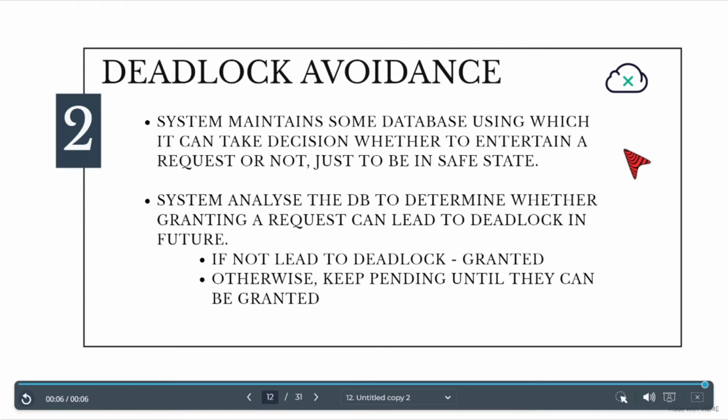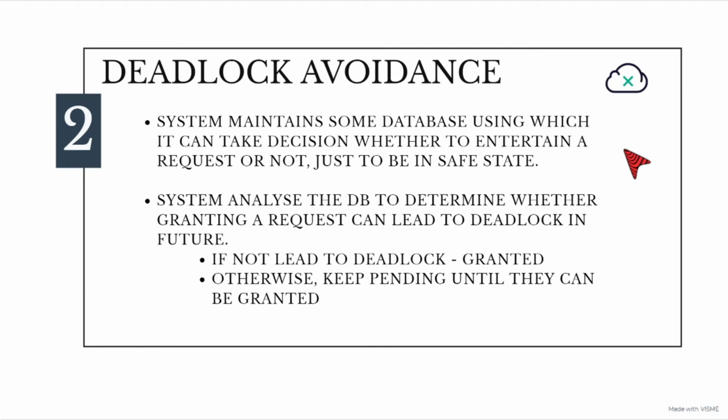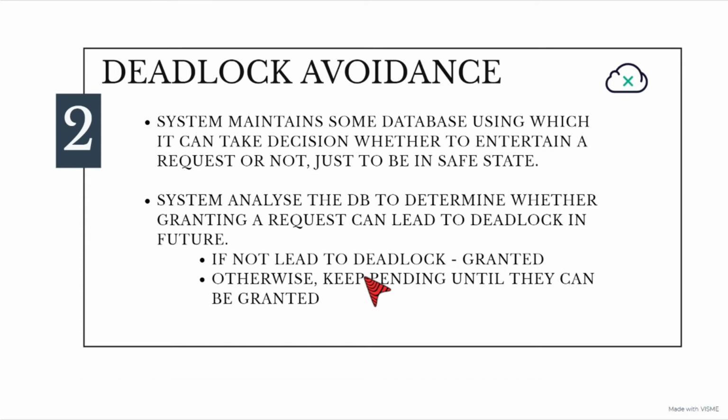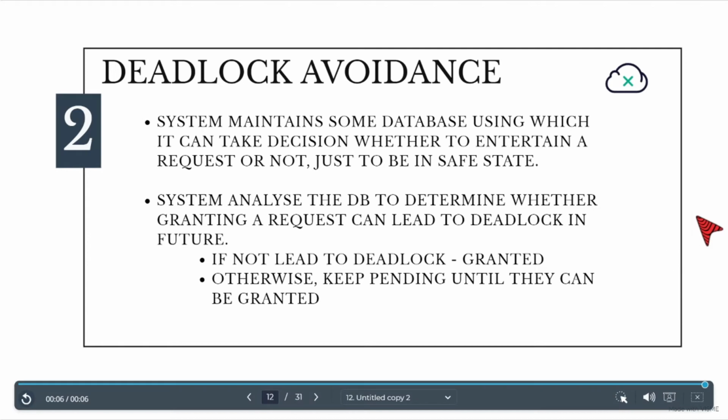And I would like to say the drawback of deadlock avoidance. The drawback is the process may face long delay for obtaining a resource. Like in case the process is in a pending stage, pending until it can be granted, this might take long delay for obtaining the resource. So that is a major drawback of deadlock avoidance.